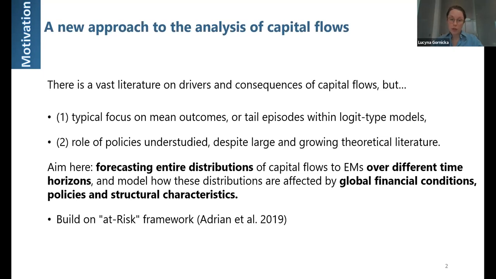So in the empirical approach, we closely build on the so-called at-risk framework, which was first proposed by Tobias Adrian and co-authors to study the drivers of future distributions of GDP growth.